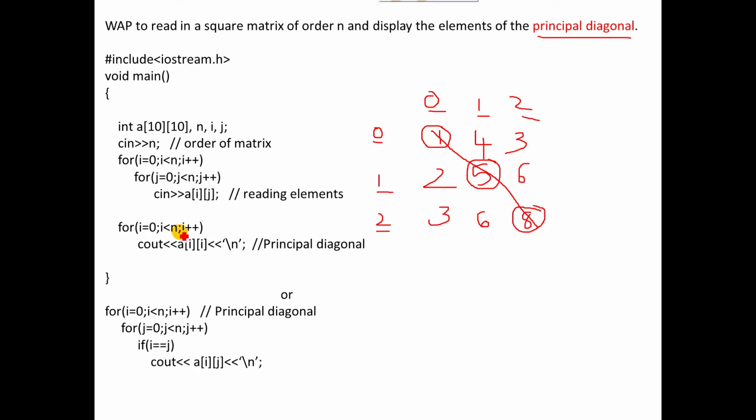So a for loop which will go from 0 to n, you can just display i. That is 0, 0, 1, 1 and 2, 2 are the diagonal elements. Or alternatively, you can use the expression if i equal to j, because 0, 0, 1, 1, 2, 2. So when i equal to j, you will get the diagonal elements.